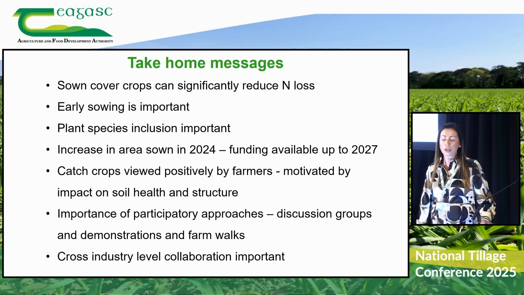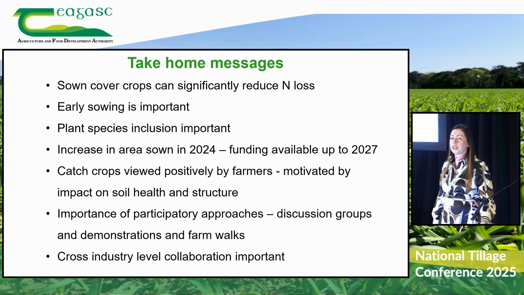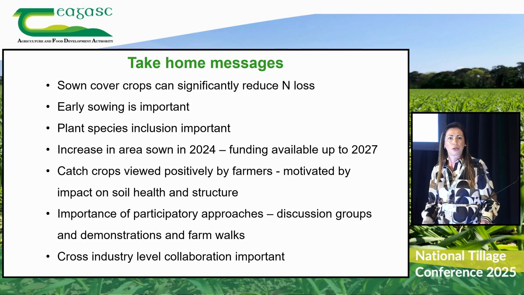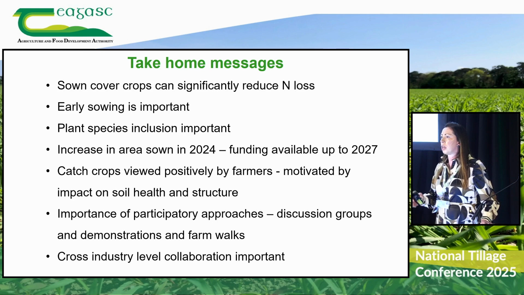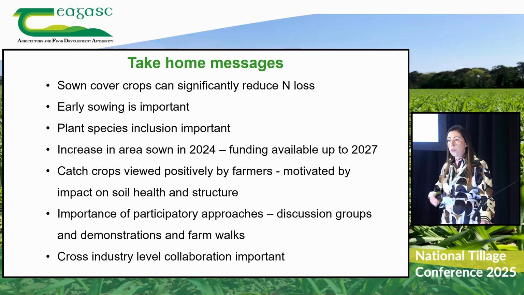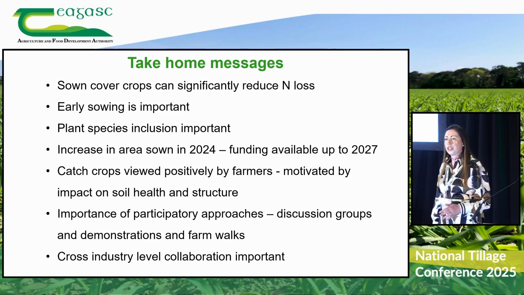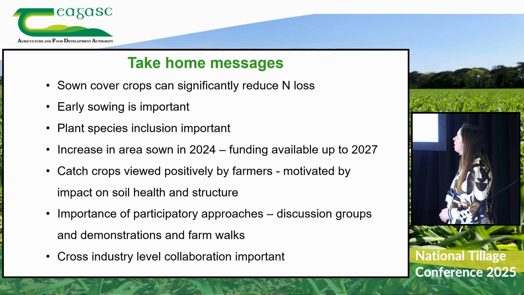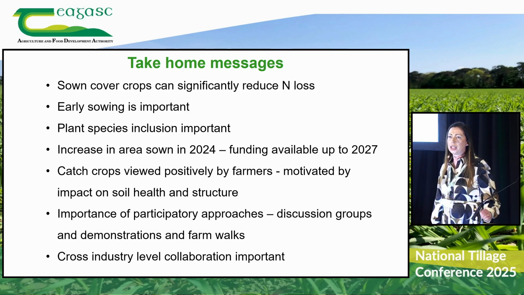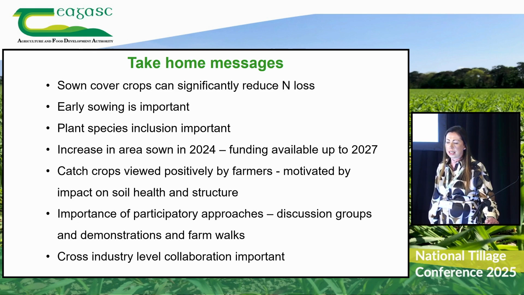So in 2024, as you all know, cover crops went in later. When we sampled those in December, we sampled a number of those across the catchment. Above ground biomass was about 500 kilos of dry matter per hectare, compared to what we would observe, near 1,000 kilos of dry matter per hectare above ground biomass in previous years. So hopefully we can get them in earlier if the weather plays ball over the next couple of years. Species inclusion is important, so just going back to if you've got brassicas in your rotation, we've had an increase in area sown, and that funding through the EIP is available up to the end of 2027.